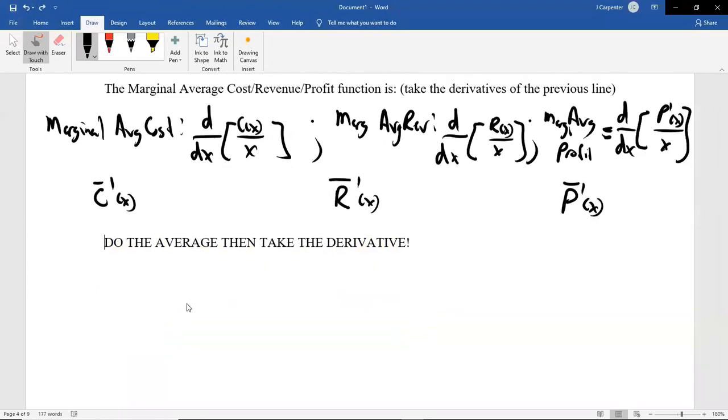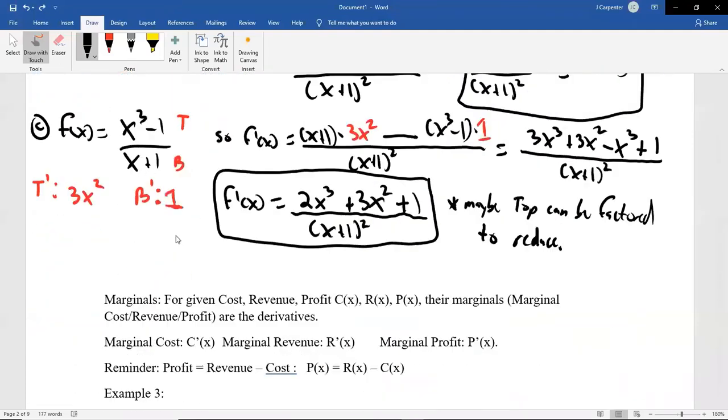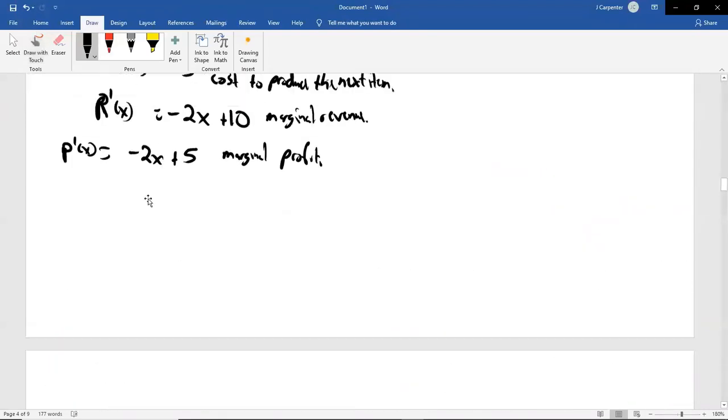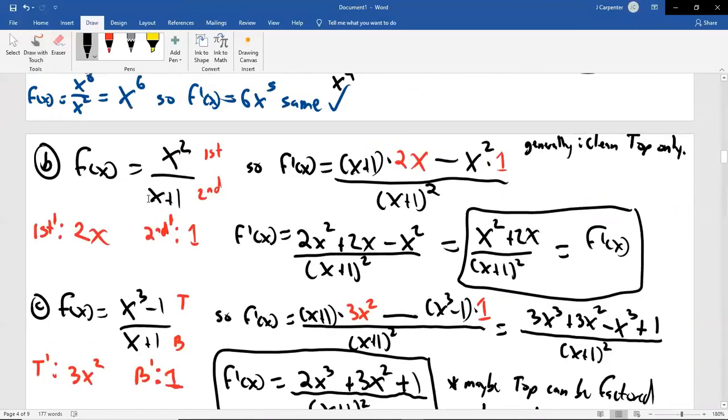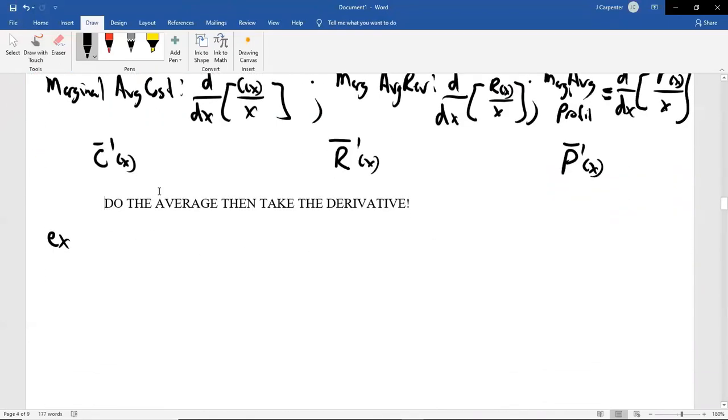So example 3. No, example 4. Yes, example 4. Because I typed the last one, it threw me off. Where I wrote example, that is to say. All right.